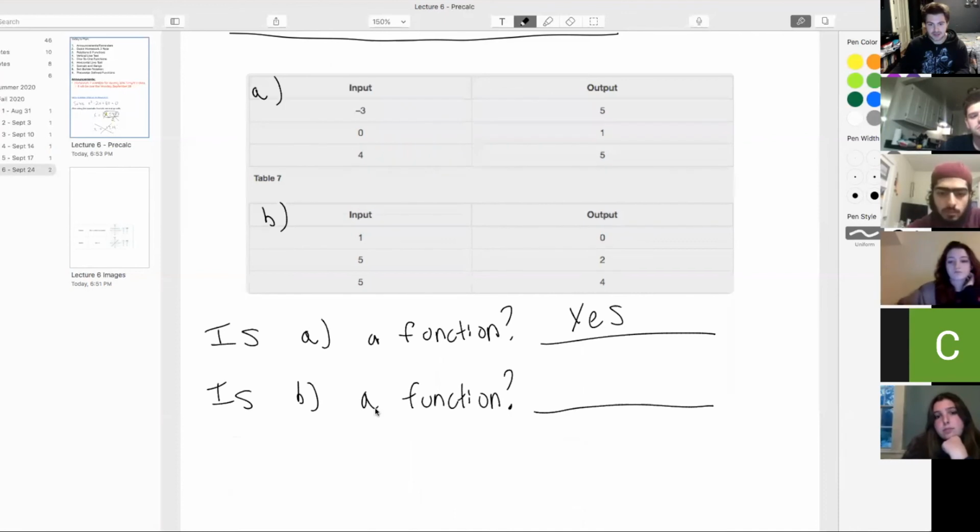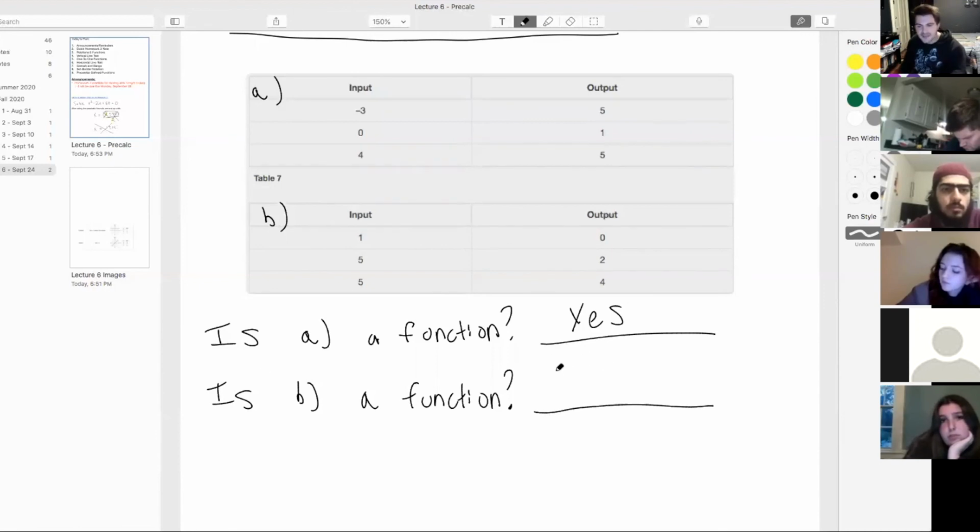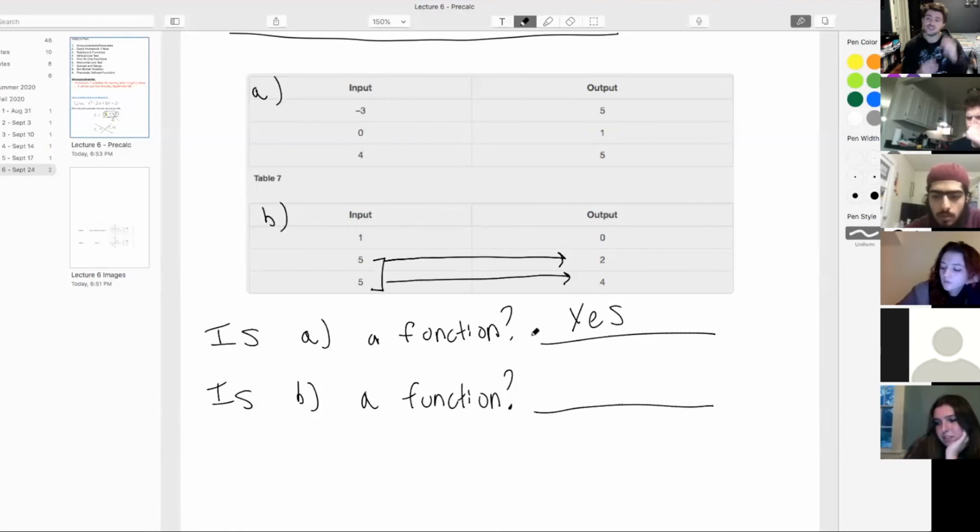Would someone like to tell me about B? No, it's not a function. Right. B is not a function. Thank you, Vincent. You want to explain why quickly? Yeah, because you have two inputs that are the same. Right, exactly. What needs to be said is that you have two inputs that are the same, and they're going to different things. 5 is going to 2 and 4, which is bad. Right, thank you. Very good.